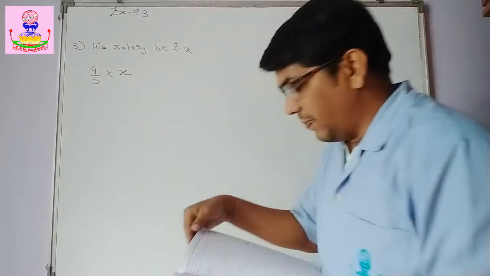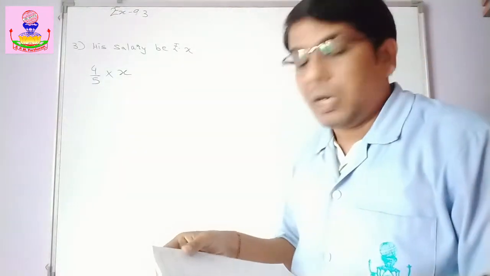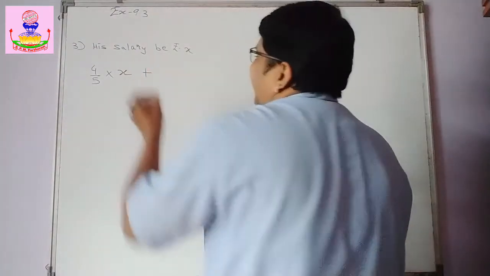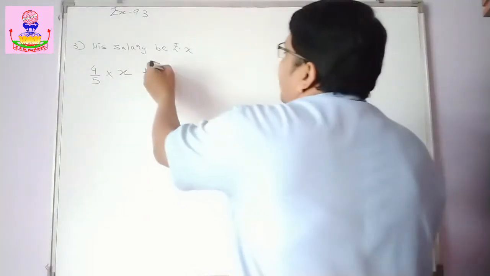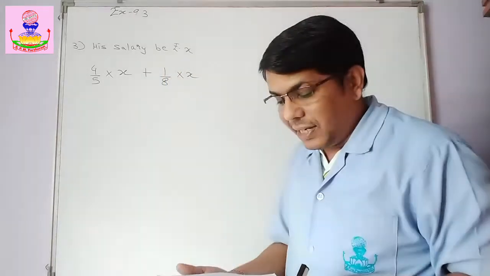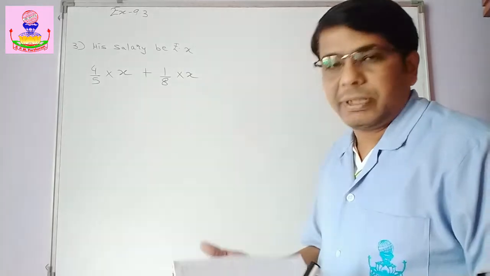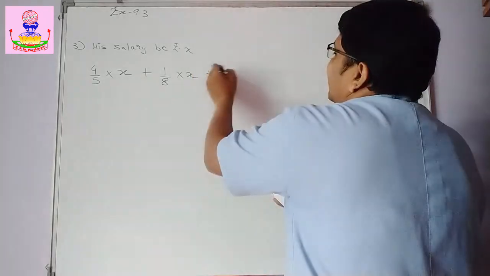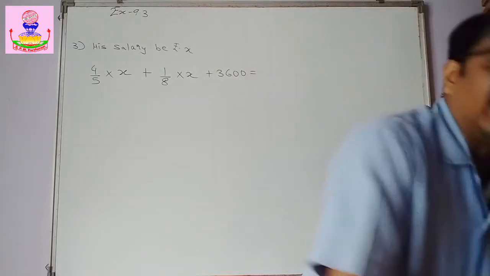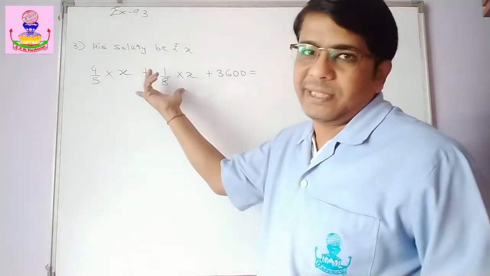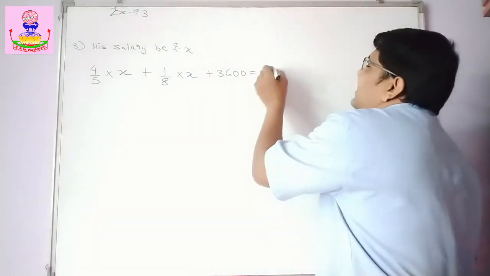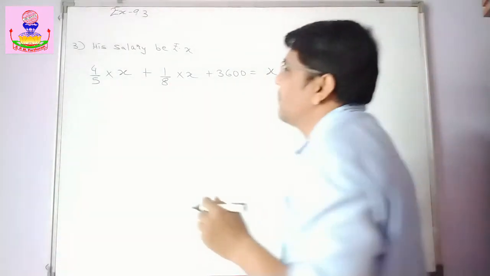So 4/5 X. Then he uses this for household expenses and 1/8 for tours. So plus 1/8 of his salary, so into X. Okay. And he saves how much? 3,600. So plus 3,600. And total is what? His salary. Okay. So saving is 3,600. This is the total expenses, household as well as tour. Now, total salary is X. This becomes the total. Okay.